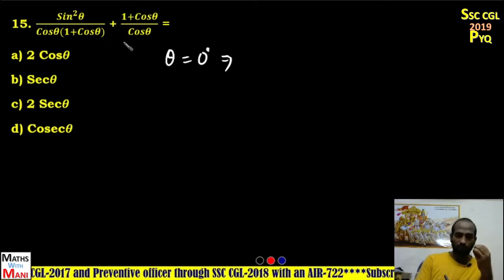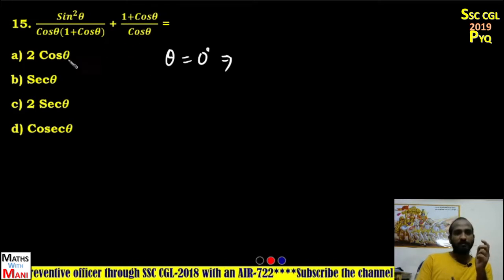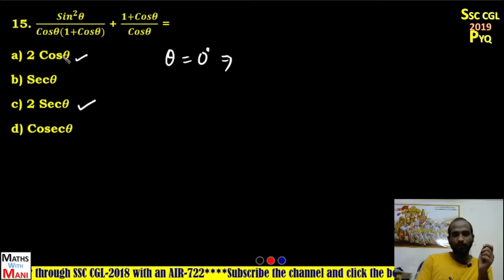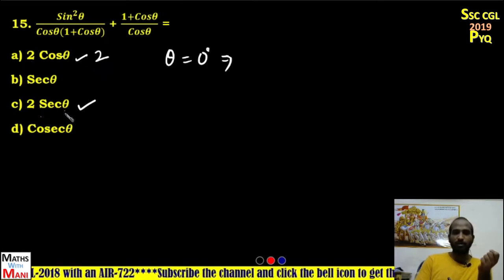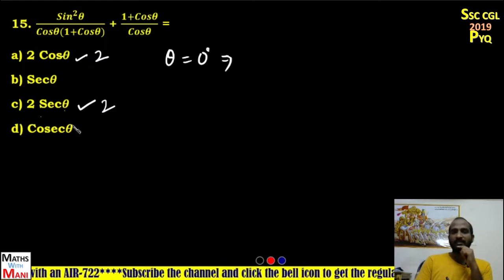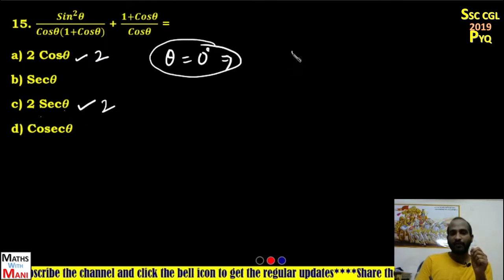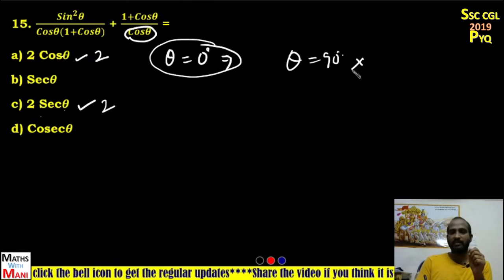irrespective of the question, no need to find out the value, but two options will be same. Cos 0 is 1, so 2 into 1, so here the value is 2. Here secant 0 is 1, 2 into 1, 2. Two options satisfy, so definitely you can't take theta as 0. If I take theta as 90, cos 90 is 0, since it is in the denominator, you can't take it as 90.